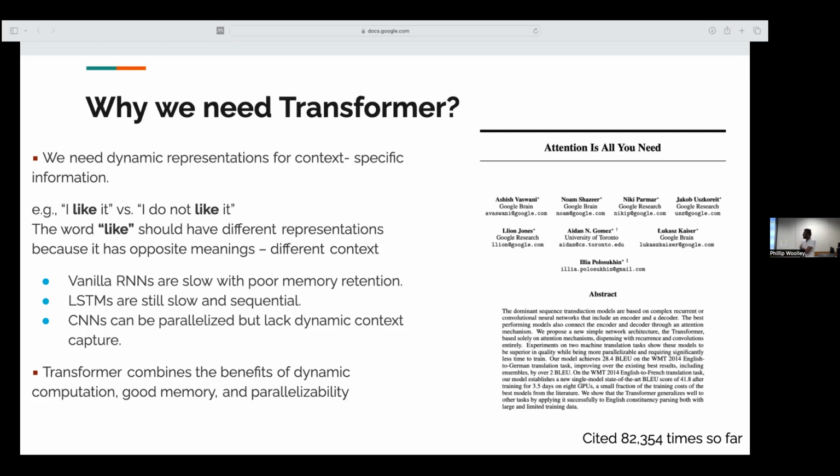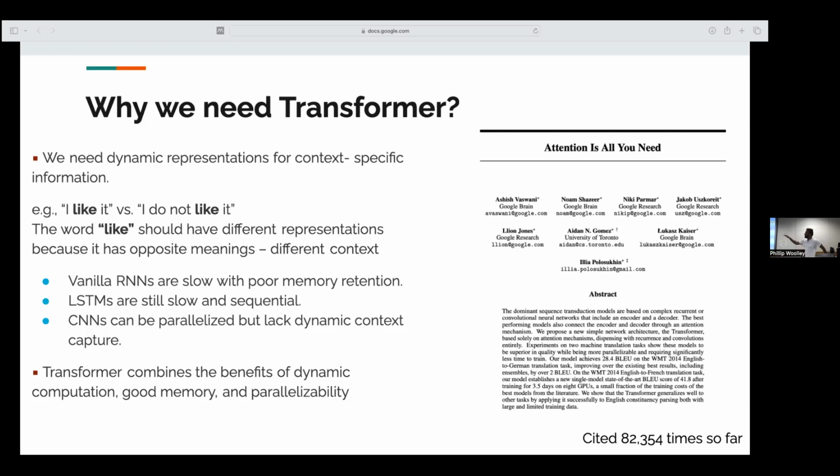Vanilla RNNs are the normal RNNs. You can learn it using those RNNs, but the thing is that they are very slow, very sequential, and they don't have memory retention. If you train it on a 10-word sentence, it could do this, but when you do it for a 100-word sentence, it will fail. It will not remember what it learned at the start of the sentence by the end of the sentence. They forget things.